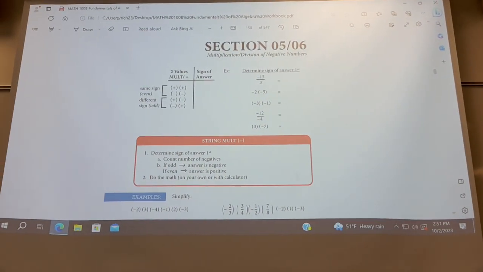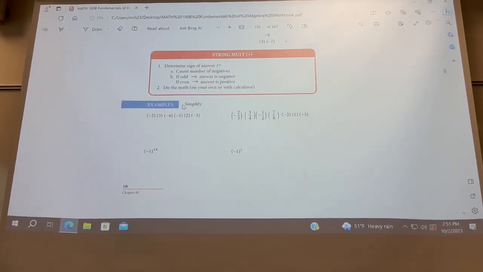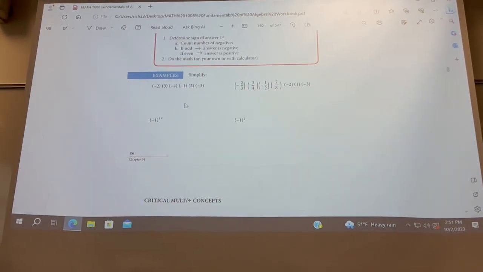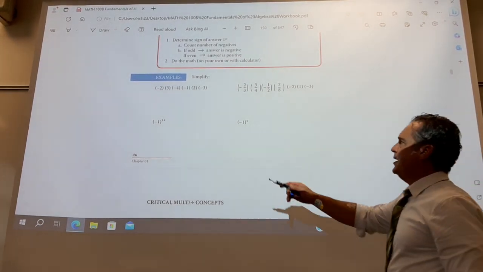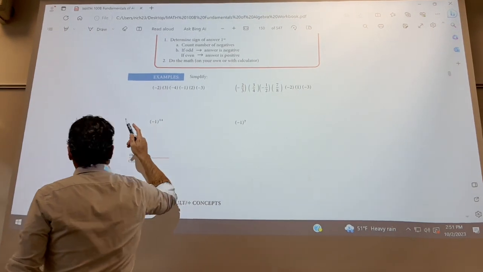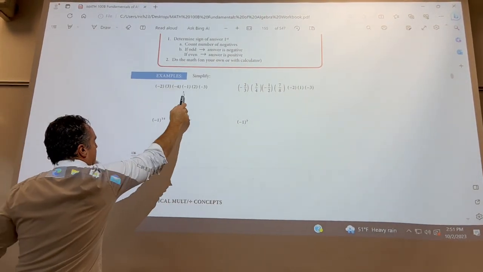So let's look at these next couple of problems rapidly. We're going to rip through this super fast. There are 3 pages to cover. I want to see how fast we can go. Okay, so when I have a string of things being multiplied or divided, it helps us if we just count up the negatives. How many negatives in this problem?